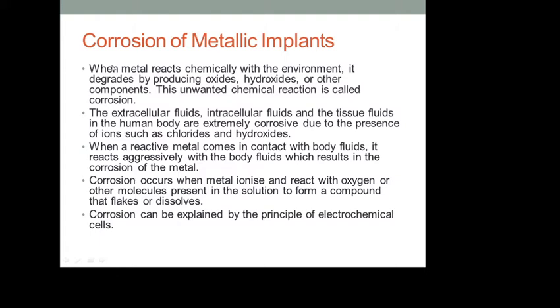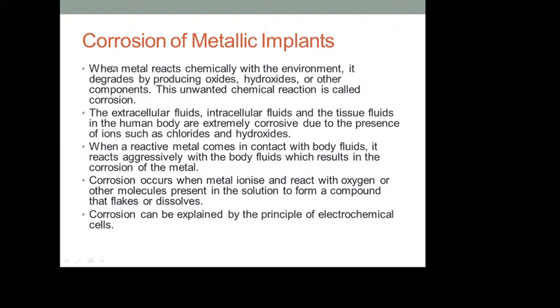The last topic: we have seen what metal implants can do for the human body and how useful they are. However, one of the major drawbacks of using metal implants is corrosion, right? When a metal reacts chemically with the environment, it degrades by producing oxides, hydroxides or other compounds. If it is a wanted chemical reaction, something done on purpose, then it's okay. But if it is an unwanted chemical reaction, then it comes under the category of corrosion.